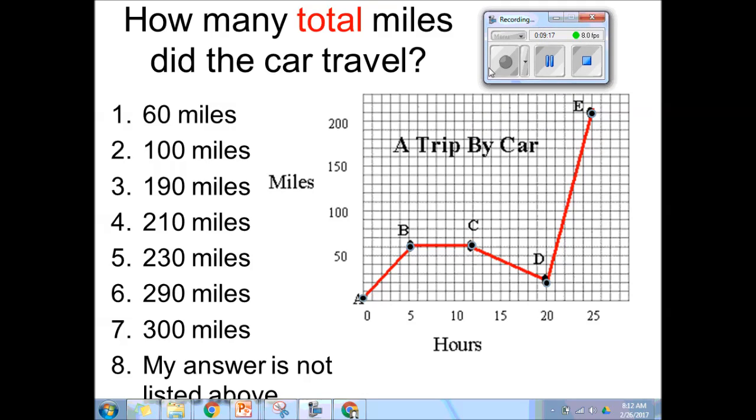Now what I would like you to do is please pause the video and try and solve for what you think the number of total miles that this car traveled is. So try and actually interpret data from this graph.